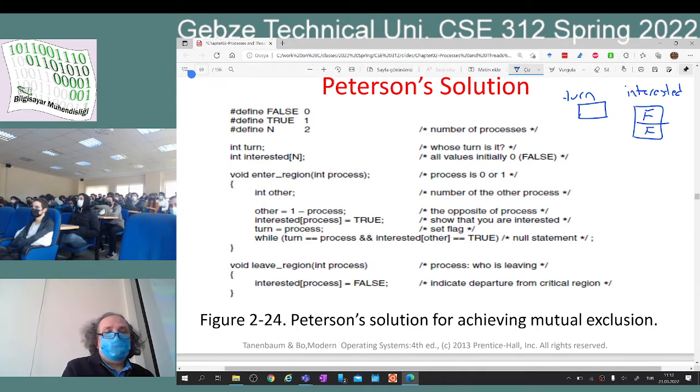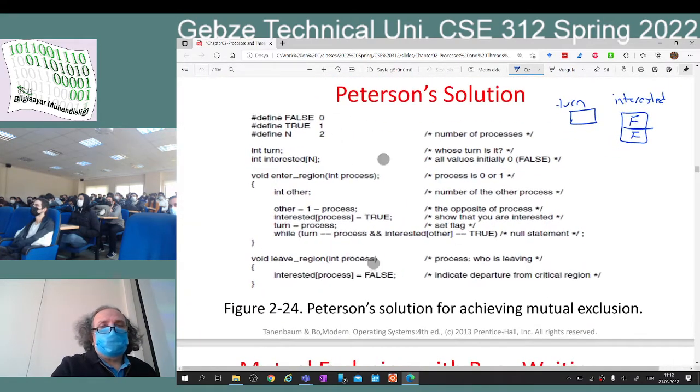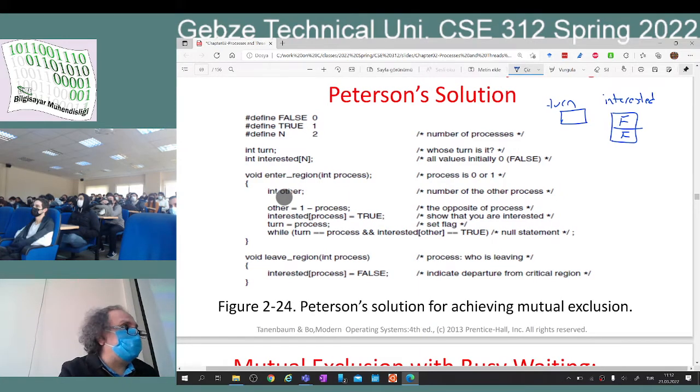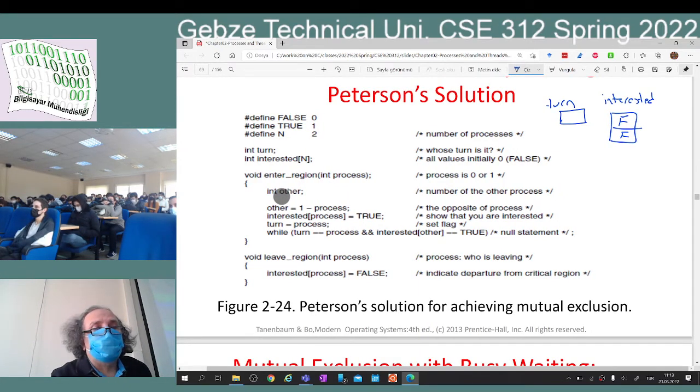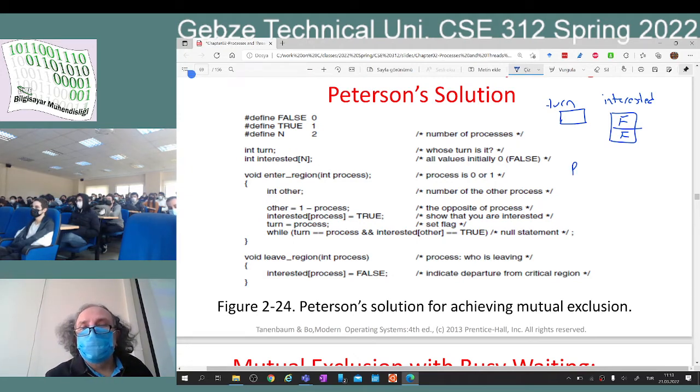What else? If this interested process is true, then I must be inside the critical region. But maybe I should look at the enter region first. So let's look at this code, enter region. Enter region says that I have a local variable, other. See, this is a local variable, not global. So both of those processes, process number 0 and 1, will have their own copy of other. This is in the stack. These are globals, this is a local. So there is an other inside P0, and inside P1, there is an other.